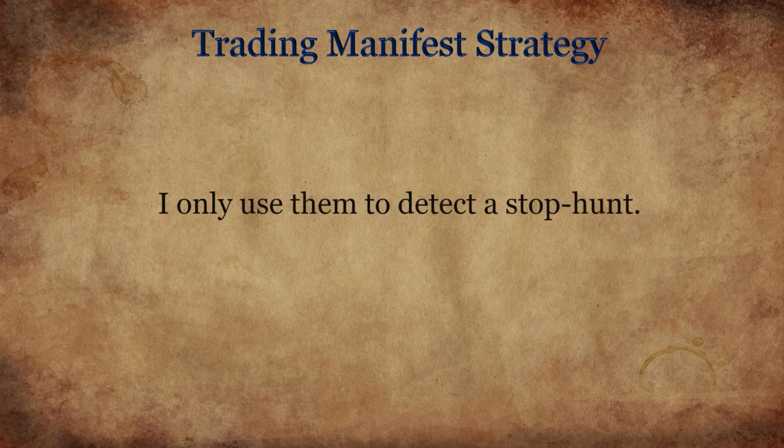I think we are done with the examples as I covered the essential information you need. Now it's time to reveal my strategy. I have a really simple strategy for support and resistance levels. I only use them to detect a stop hunt. And what do I mean by stop hunt?